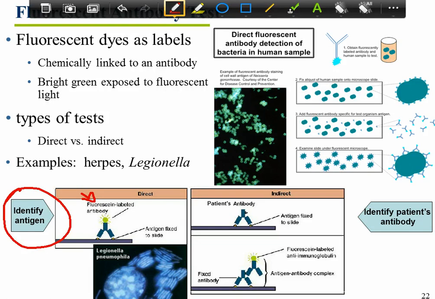And the picture you're looking at right below here, this is what it would look like, although this is not against rabies, it's against Legionella. And they make fluorescein dyes in different colors.